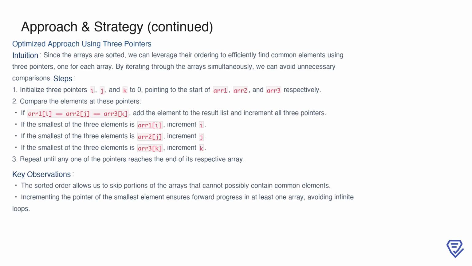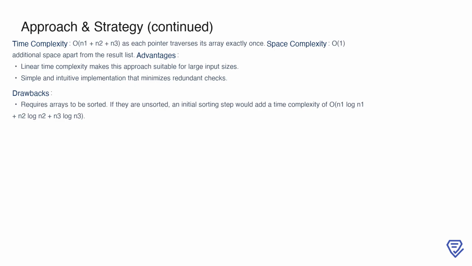We continue this process until one of the pointers reaches the end of its array. This method avoids redundant comparisons and ensures forward progress by always moving at least one pointer. The sorted order of the arrays is key to enabling this efficient traversal. This three-pointer approach has a significant advantage in terms of time complexity. Each pointer traverses its array exactly once, so the overall time complexity is O(n1 + n2 + n3).